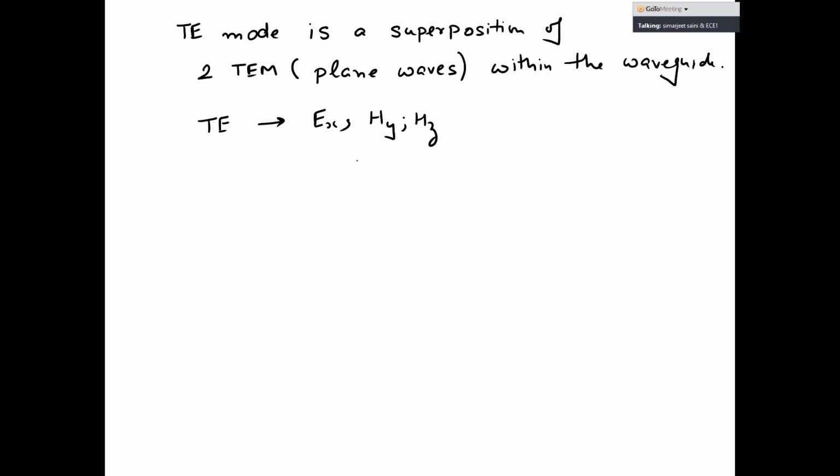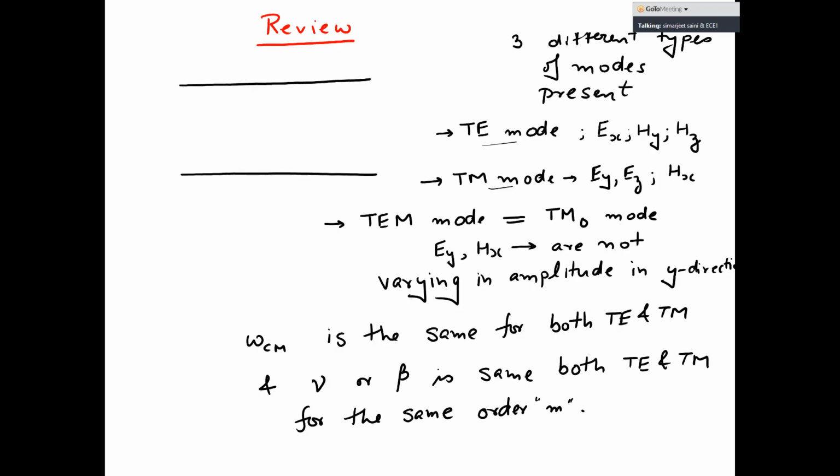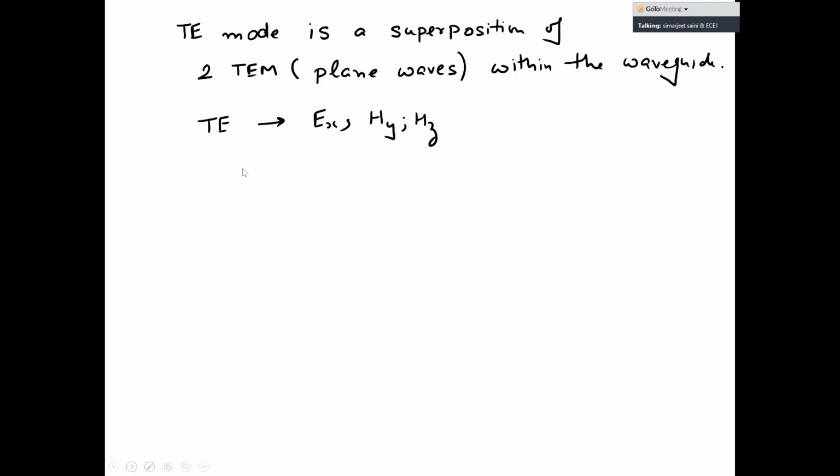So we have these three different field components present. These are effectively three different arms of the same board, each with its own specific shape. And we had seen that if I consider Ex, this was a function of y and z.